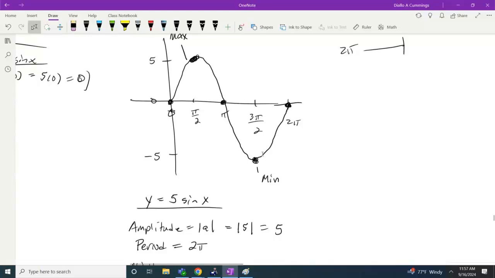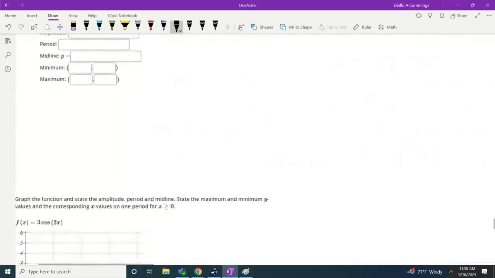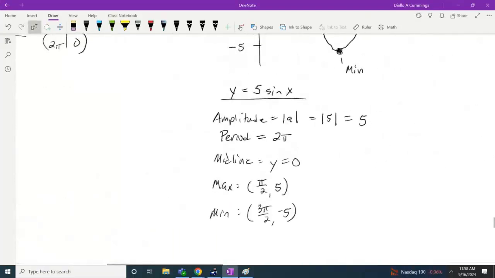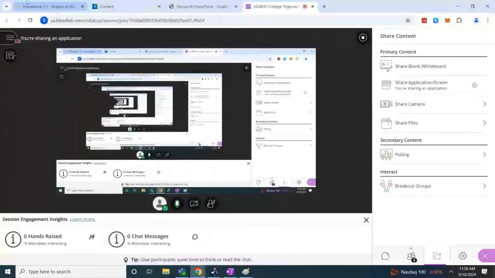And for my minimum point, that's going to be the point in the valley. So that's going to give me the coordinates 3 pi over 2, negative 5. So my minimum value is 3 pi over 2, negative 5. Any questions about the midline, the maximum, or the minimum? Okay, hopefully my problem has not changed.